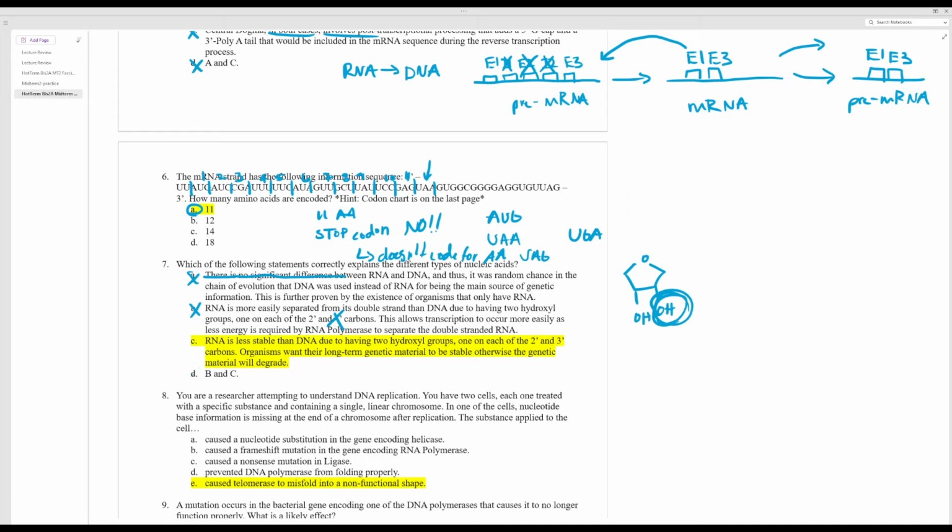So it's not B, which means it's not D, which means C has to be our answer, but we can go ahead and prove it to ourselves. RNA is less stable than DNA due to having two hydroxyl groups, one on each of the 2' and 3' carbons. That checks out.